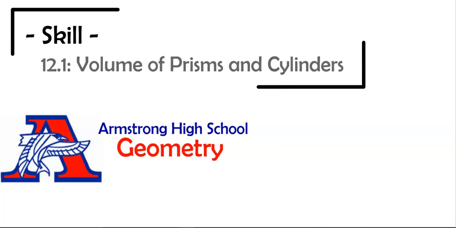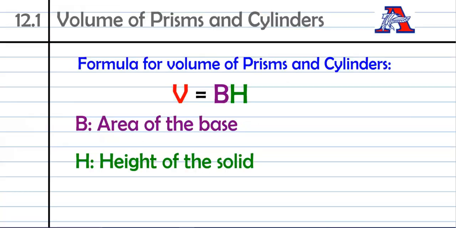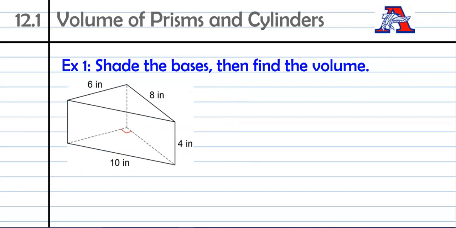We'll put these two together because they're very similar. All right, so the volume formula for prisms and cylinders is very simple. It's V equals B times H, where B is the area of the base, just like it was last unit, and H is the height of the solid, also like it was last unit. So not nearly as difficult as surface area. You just need to find two things, multiply them together, make sure your final answer is in cubic units, and you're good to go.